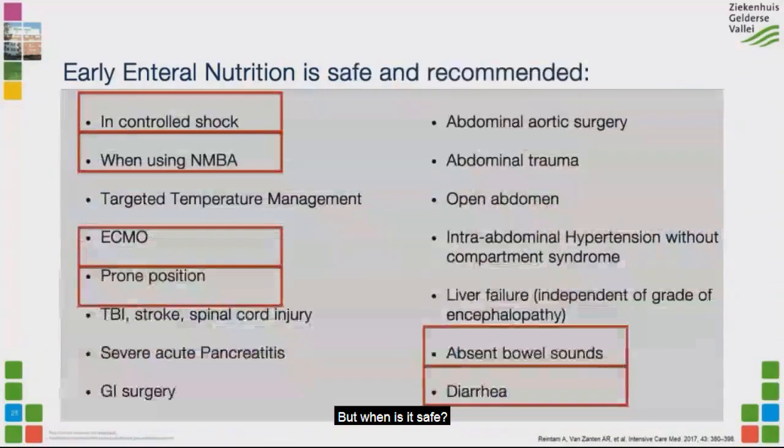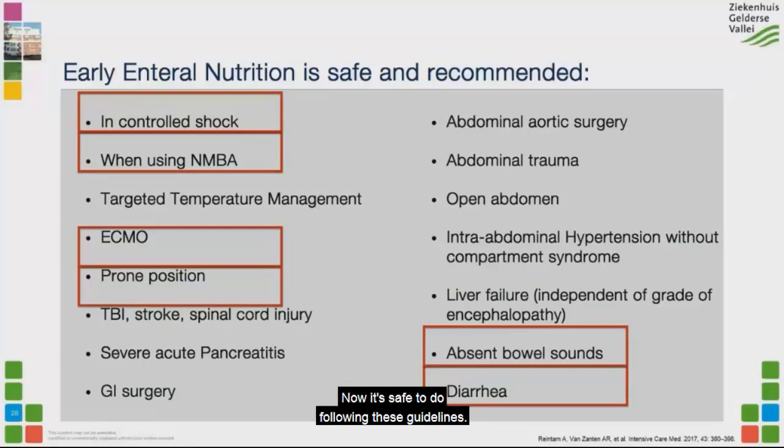But when is it safe? Now, in the guidelines, we have stated that in all the conditions presented in this slide, early enteral nutrition is safe and recommended. However, in COVID-19 patients, we have specific situations. We have shock in many of those patients. So when is the shock controlled? And we use neuromuscular blocking agents in many patients.